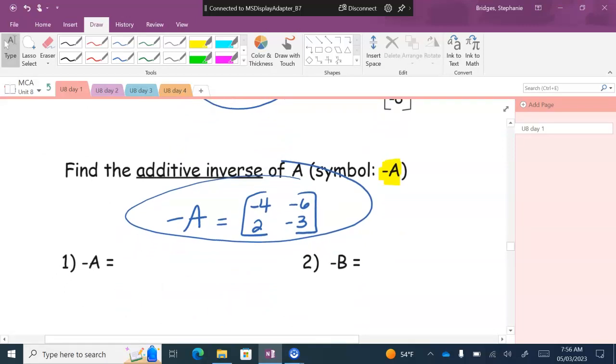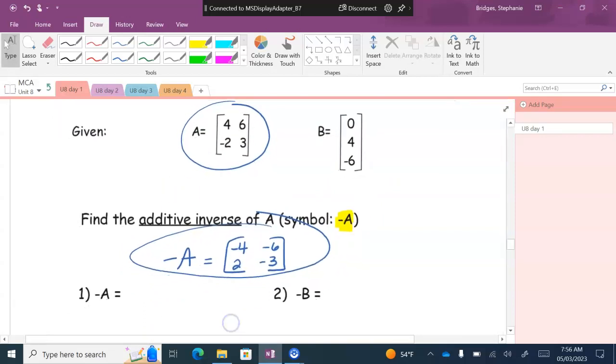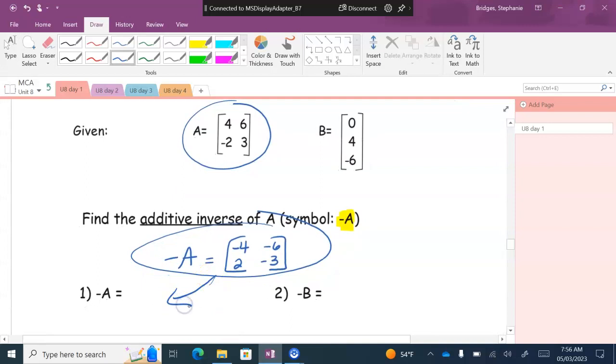All right, we did A already. Go ahead and do B real quick. Do the additive inverse of B. We did A, that goes right there. Additive inverse of B is what we're doing next. How do we know? Because it's got a negative in front of it. That's telling us do the additive inverse, or basically just the opposite of every number.